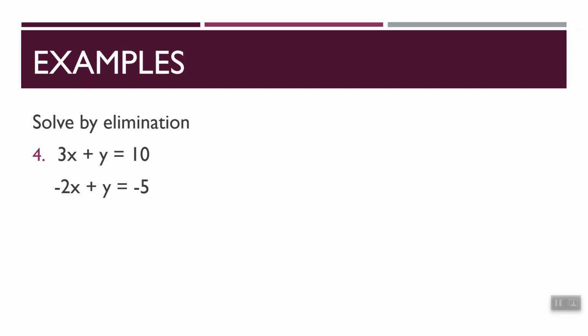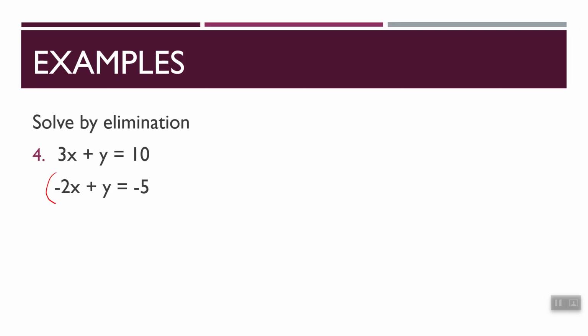Number 4, 3x plus y equals 10 and negative 2x plus y equals negative 5. Hopefully what you see here is that we actually don't have either variable with the opposite coefficient in front. We've got a 3 and a negative 2 in front of the x's, but we have positive ones in front of the y. We can fix this kind of quickly.